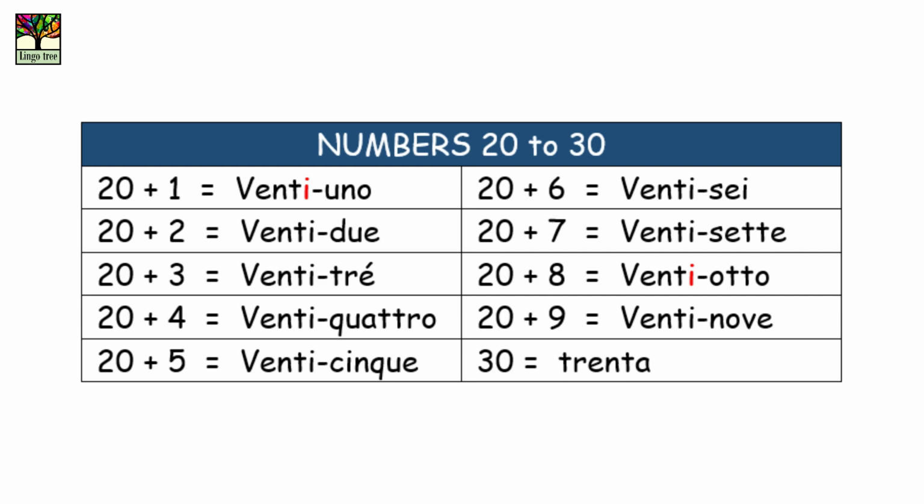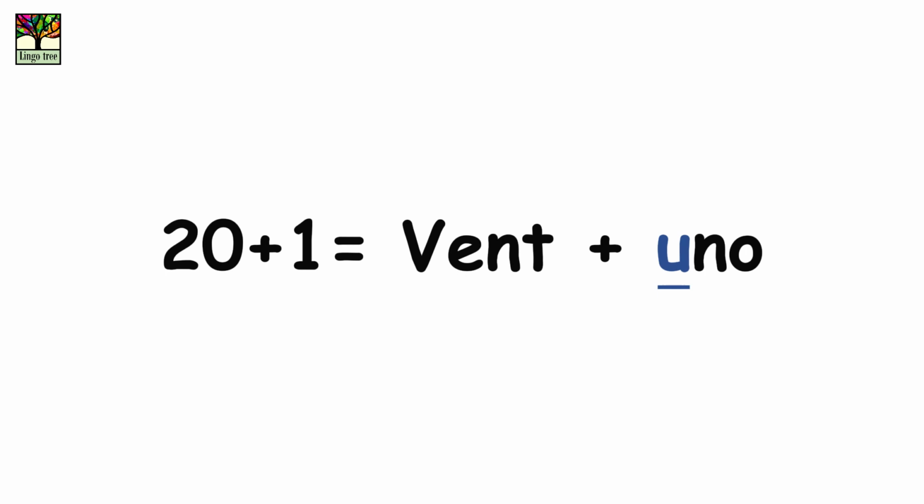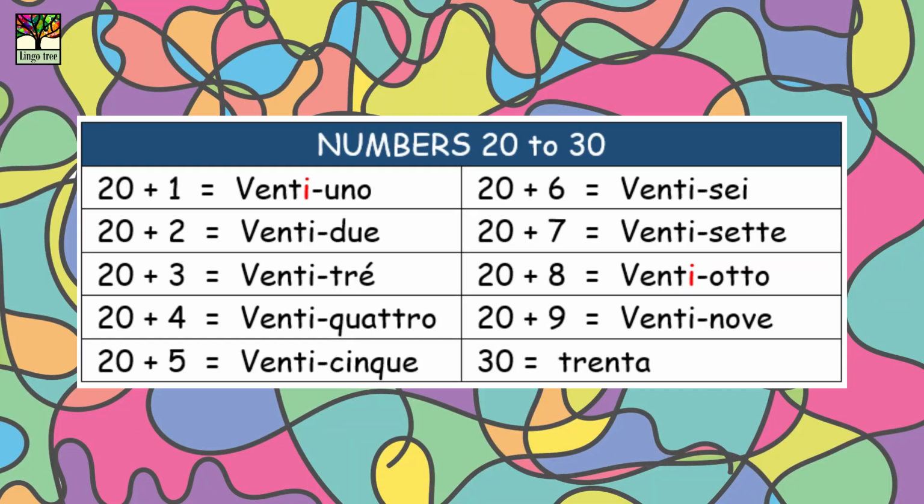Let's look at 21 first. As you can see in Italian, 20 ends with the vocal letter I. Number 1 also begins with a vocal letter U. We don't put two vocal letters near each other. Therefore, remove the letter I at the end of 20 and read number 21 as 21, 21, 22, 23, 24, 25, 26, 27, 28, 29, 30.